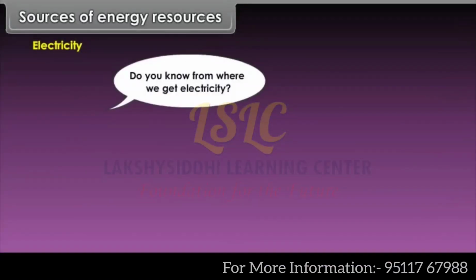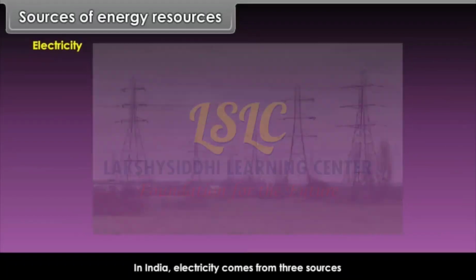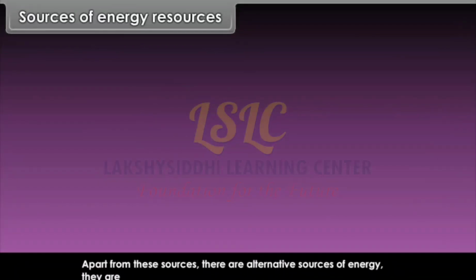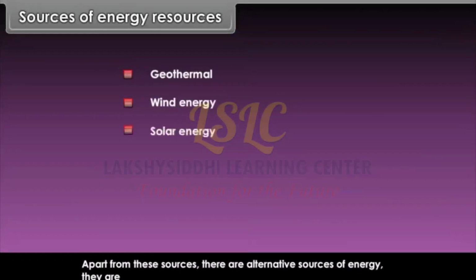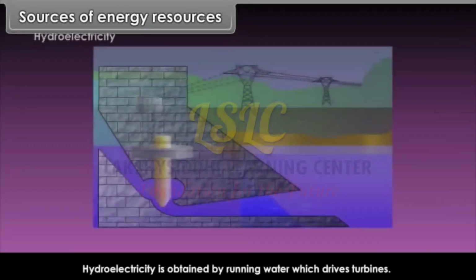Do you know from where we get electricity? We all get electricity through different sources. In India, electricity comes from 3 sources: water, mineral fuels and atomic minerals. Apart from these sources, there are alternative sources of energy. They are geothermal, wind energy, solar energy, nuclear energy, and tidal energy. Now, we will study these sources of energy in detail.